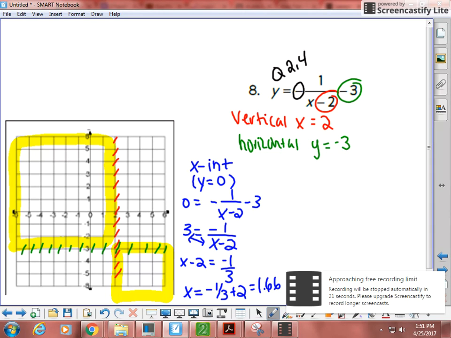So I have about 20 seconds left, so this one is going to get cut off. So 1.66 on the x-axis is about right here. So I'll go ahead and tell you your y-intercept is negative 2.5. So here's my graph, and then I just need to reflect those points into the other quadrant.